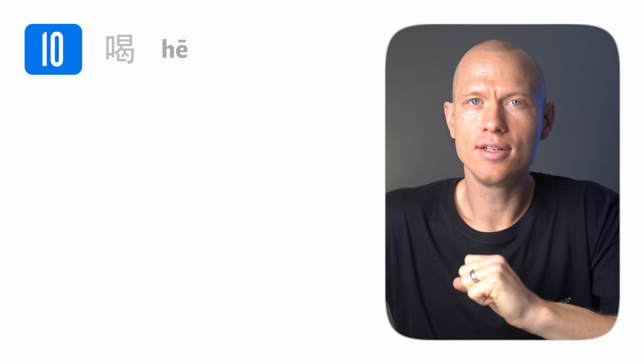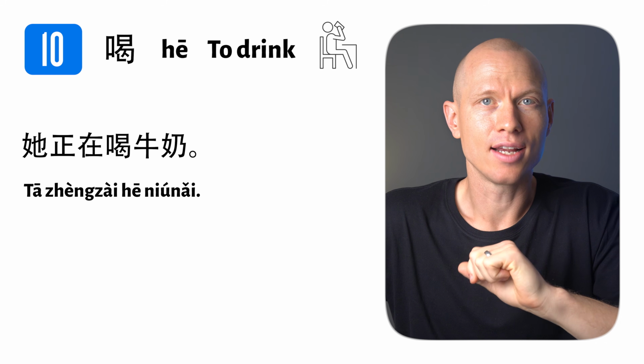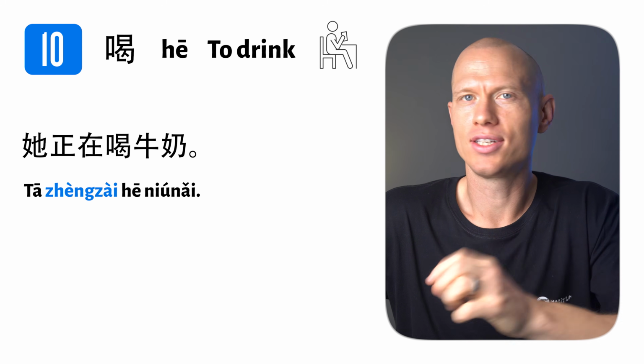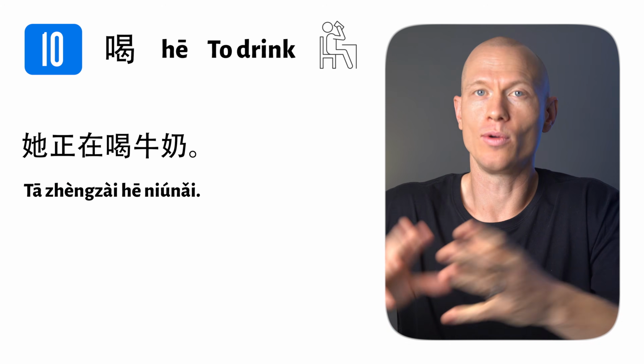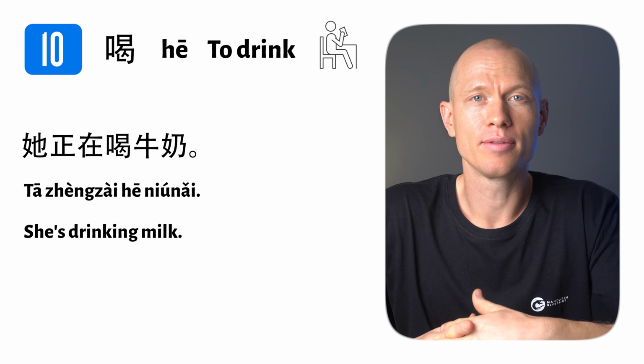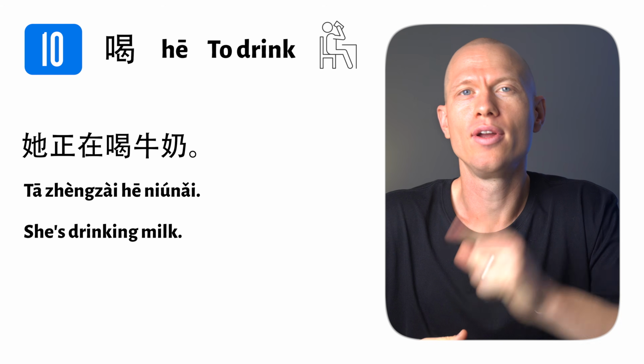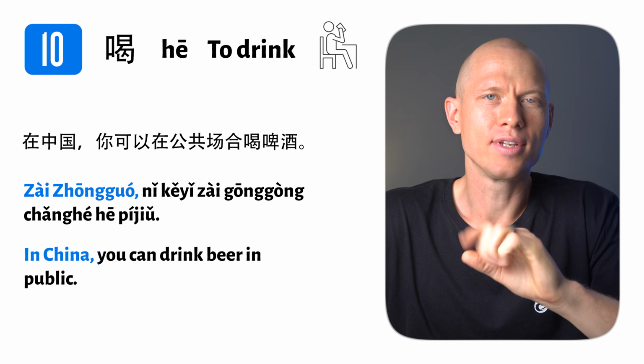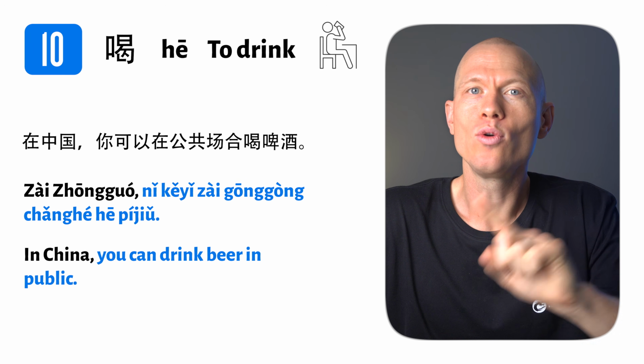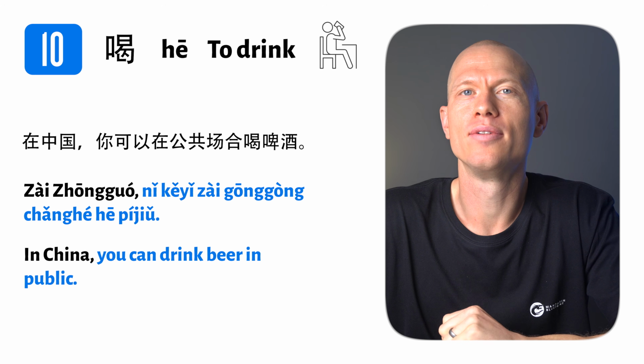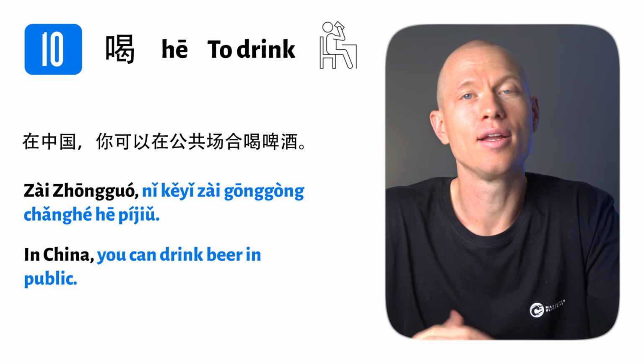Next up, 喝 to drink. 他正在喝牛奶. 正在 is just the same as 在. It's just the longer way of saying it. She's drinking milk. Here's an interesting one for you. You might not have known about China. 在中国, in China, 你可以在公共场合喝啤酒. You can drink beer in public.